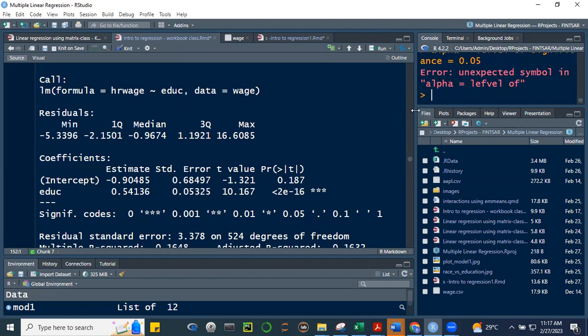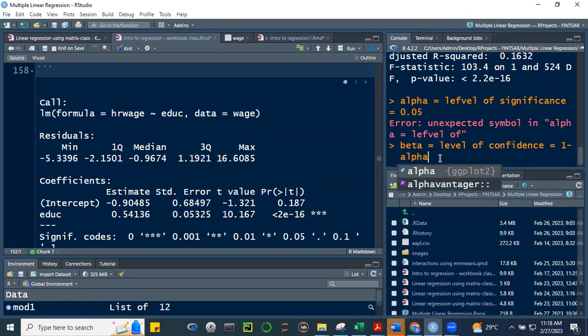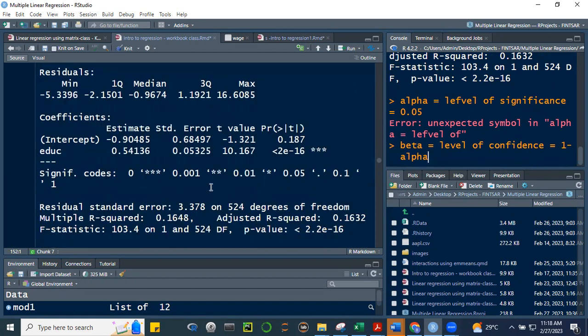Okay, of course, this will generate an error because it's not a command. So alpha is the level of significance. On the other hand, beta is the level of confidence, and it's equal to 1 minus your alpha. Okay, so here we're stating that we are 99.9% confident, because our alpha here is significant at 0.001, which means our confidence is at 99.9%. We are 99.9% confident that our education coefficient is not equal to 0.